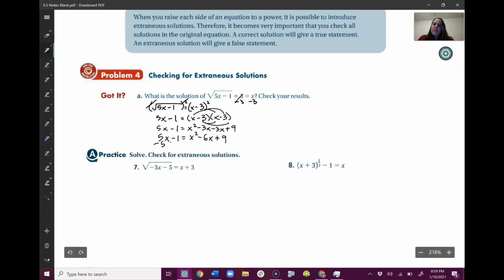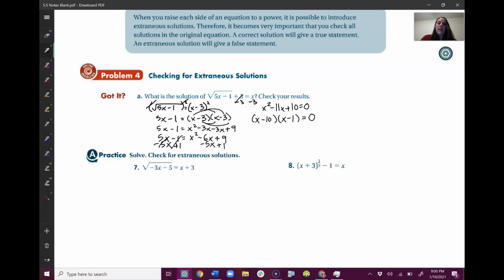So I'm going to minus 5x to both sides and add 1 to both sides, so I can bring everything to one side. So I get x squared minus 11x plus 10 equals 0. Now I can factor it. Think what two numbers multiply to 10 and add to negative 11? Well, x minus 10 and x minus 1. Negative 10 times negative 1 is a positive 10. Negative 10 plus negative 1 is a negative 11.